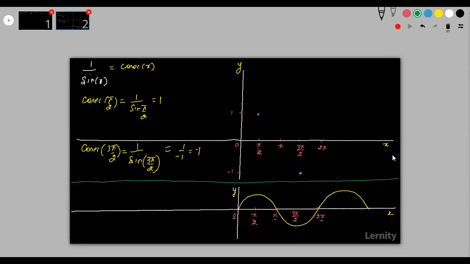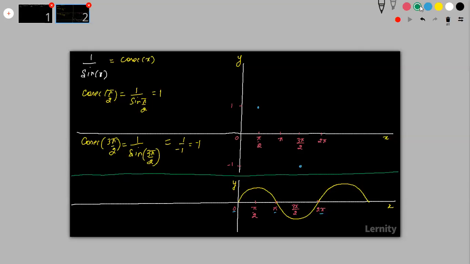Now see, after pi by 2 and before pi by 2, sine is taking almost the same values. Before pi by 2, sine x will be somewhat less than 1. Let's say sine x is somewhere here, so sine x is somewhat less than 1.